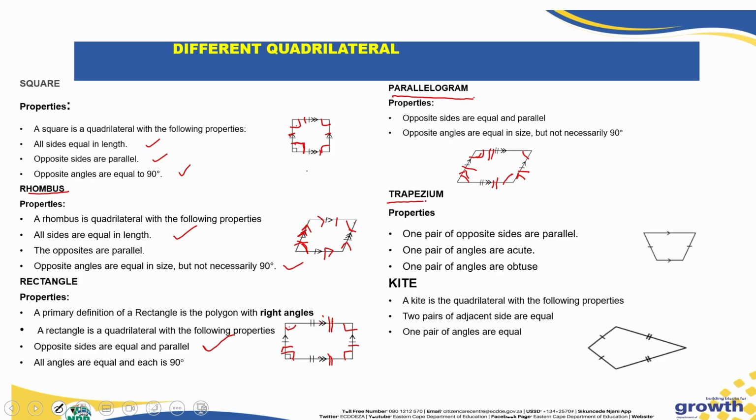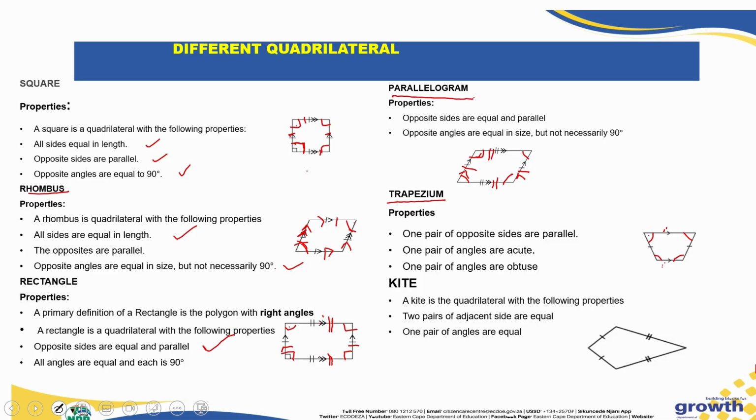We have the other one, which is a trapezium. Now, a trapezium is a quadrilateral which is having one pair of opposite sides being parallel and one pair of acute angles. Remember, an acute angle is an angle with a measurement that is less than 90 degrees. It is also having two angles that are obtuse angles. Now, an obtuse angle is an angle with a measurement that is greater than 90 degrees but less than 180 degrees.